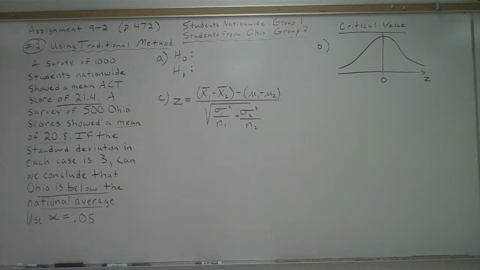This is lesson 9.2. This problem is number 12 from page 472, and we're going to be using the traditional method of hypothesis testing. A survey of 1,000 students nationwide showed a mean ACT score of 20.4. A survey of 500 Ohio scores showed a mean of 20.8. If the standard deviation in each case is 3, can we conclude that Ohio is below the national average? We're going to use alpha equal 0.05.